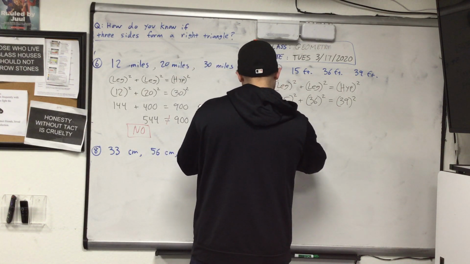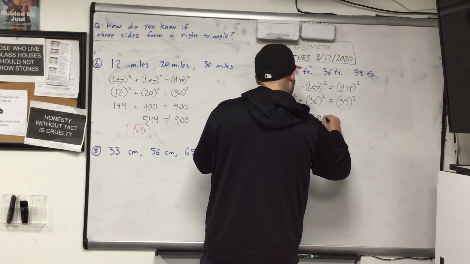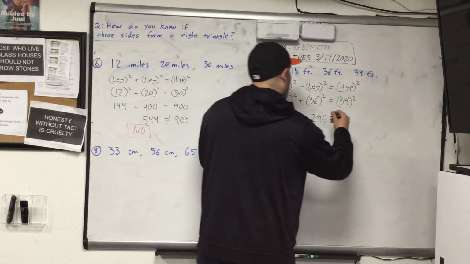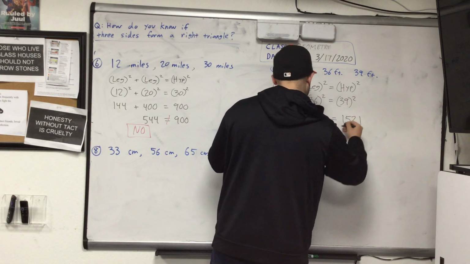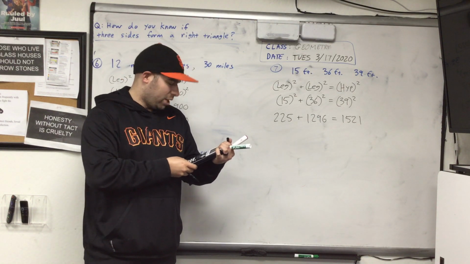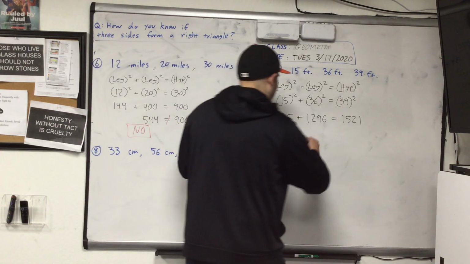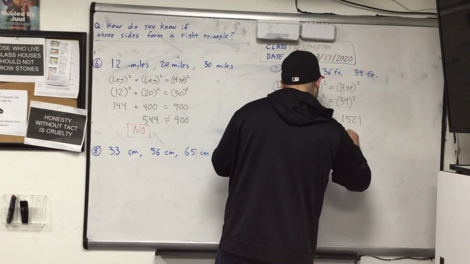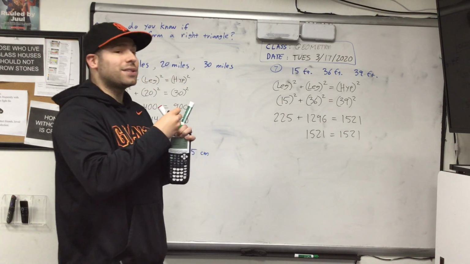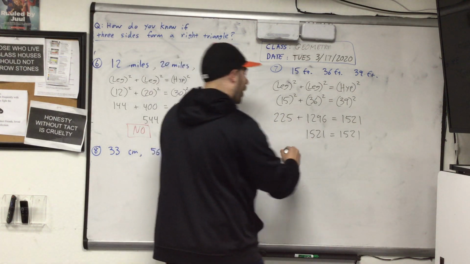So 15 squared, once again, is 225. 36 squared is 1,296. We're going to compare that to 39 squared, and that is going to be 1,521. Okay, now let's add these up, and hopefully the Pythagorean theorem is satisfied. 225 plus 1,296 is 1,521. Is the Pythagorean theorem satisfied? The answer is yes. So in this case, these three side lengths, 15 feet, 36 feet, 39 feet, form a right triangle.